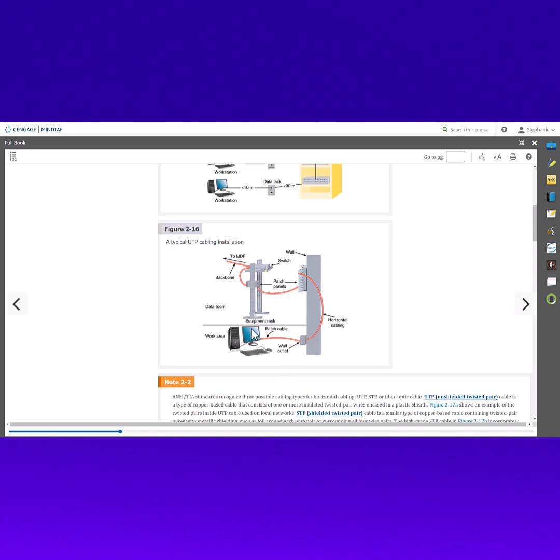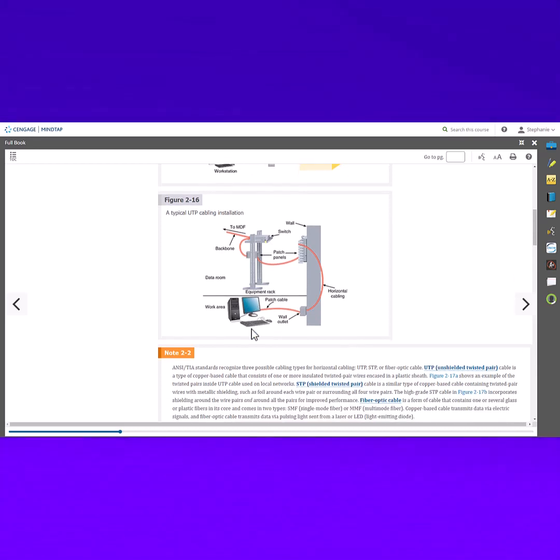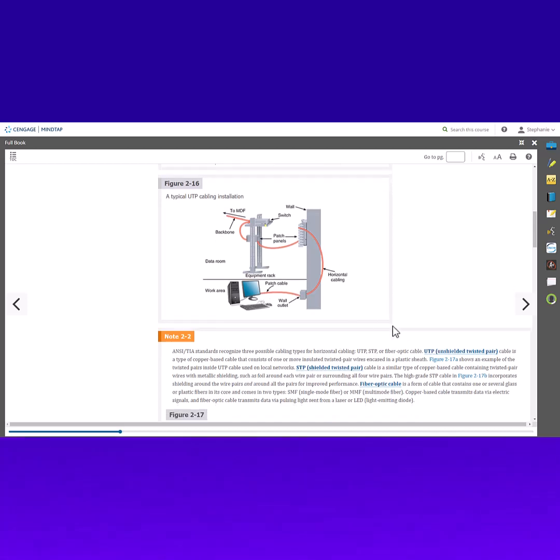So any PC or IP phone, voice over IP phone, or printer, or anything that's connected to the internet with a cable, needs to be no more than 300 feet distance using UTP or STP. So that's what we've got here.